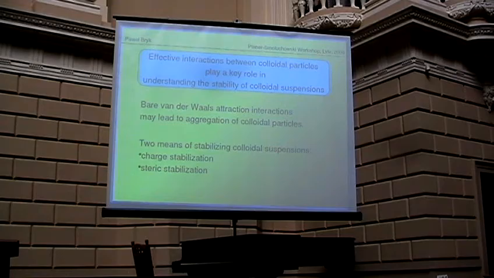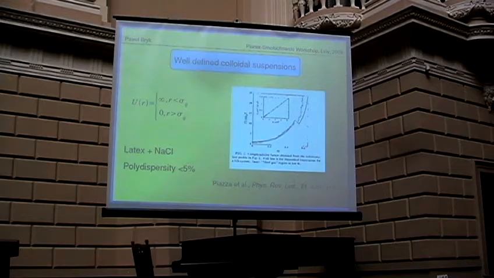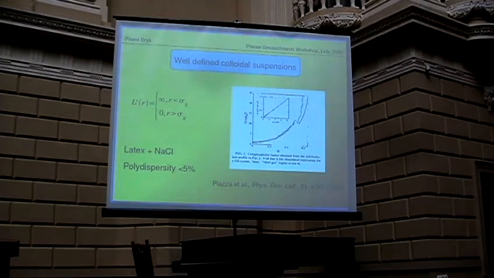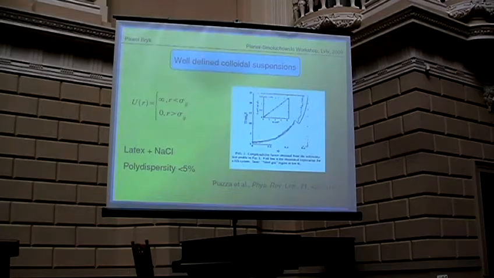Now, it is advantageous for a theoretician to work with models that are well defined, and in colloidal science it has become possible to experimentally realize some well-defined colloidal suspensions. Here is an example of a colloidal suspension, and here is an equation of state as a function of the packing fraction of the colloid. And we see that this colloidal suspension mimics very well a hard sphere system, which is one of the simplest possible models, and it is quite well understood.